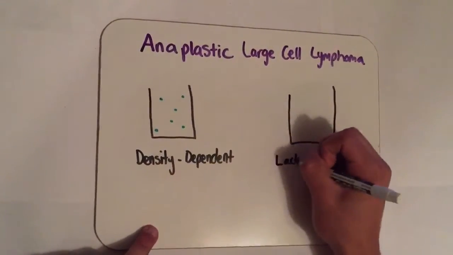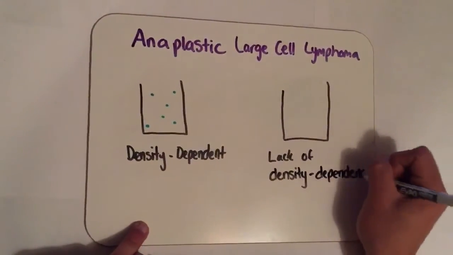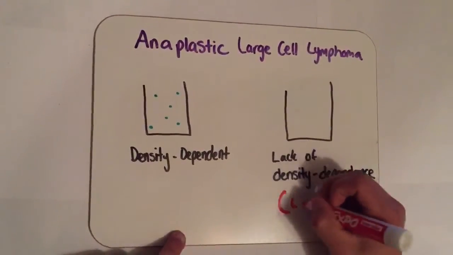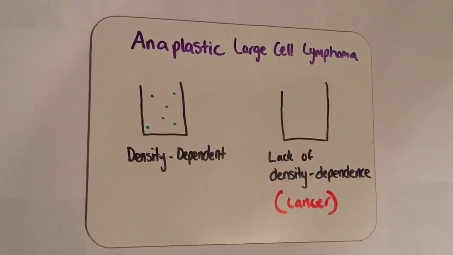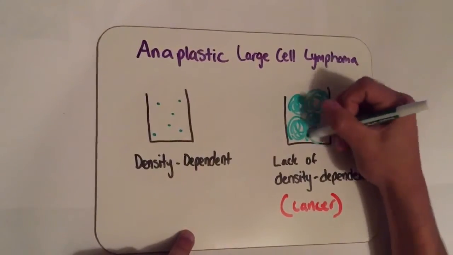The loss of density-dependent inhibition is what leads to cancer production. Normally, a cell surrounded by many other cells in a highly dense area has a natural ability to stop dividing because there isn't enough space to survive. Cancer cells, on the other hand, divide uncontrollably even if there is a lot of cell density.